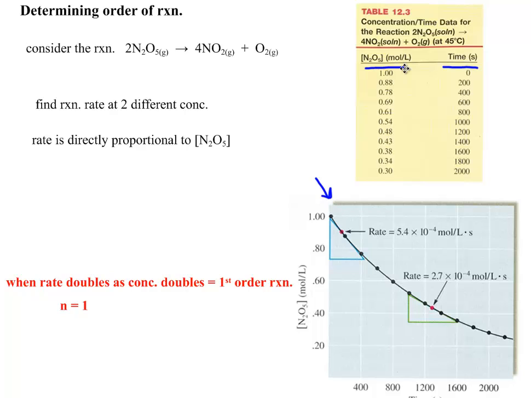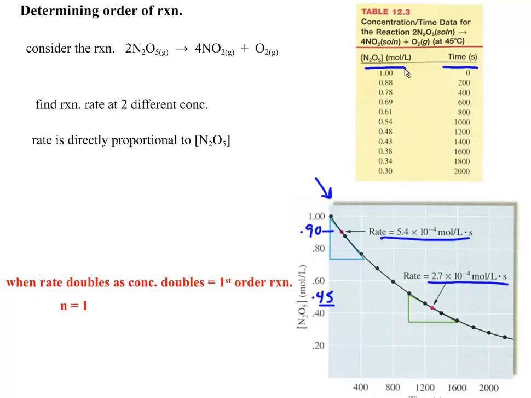What we need to look at now is the rate of the reaction, which is the slope of the line, at 2 different positions. First we find the rate of the reaction when I have a concentration of 0.9 molar, and I get a rate of 5.4 times 10 to the negative 4 moles per liter seconds, which is the same as 1 over molarity times seconds. Then I look at the rate when I have a concentration down here, 0.45 molar, and I get a rate there of 2.7 times 10 to the negative 4.